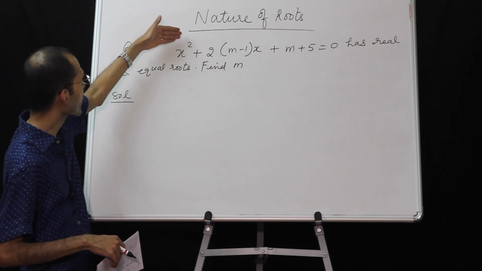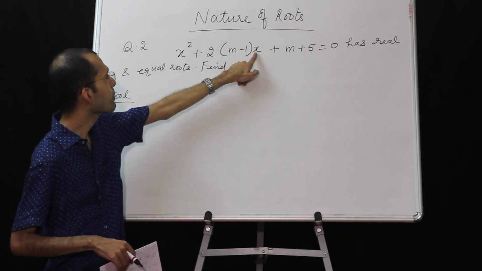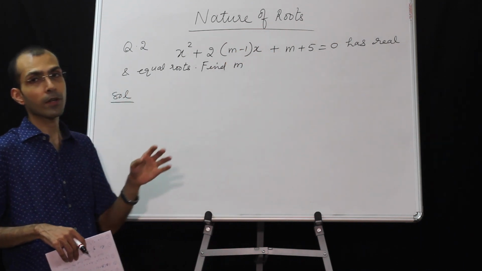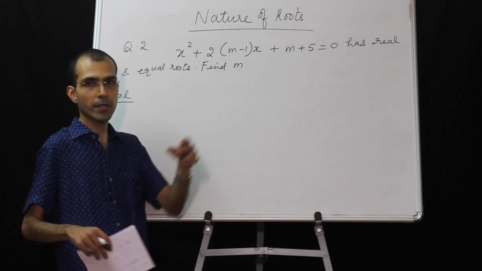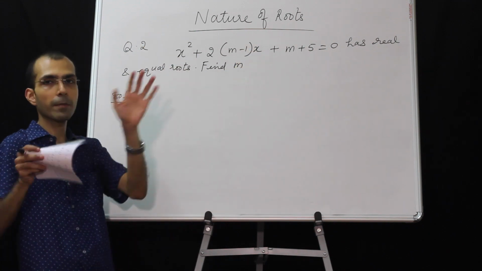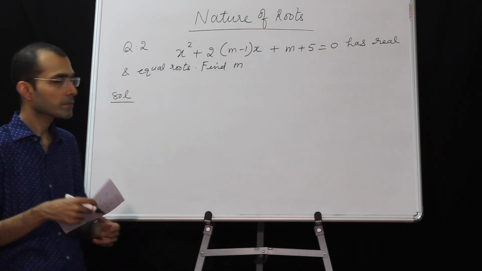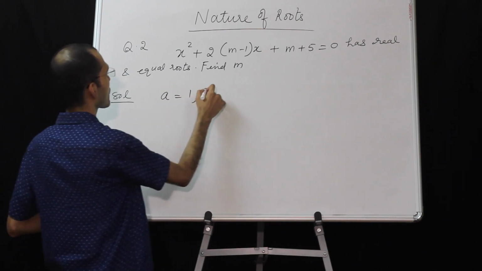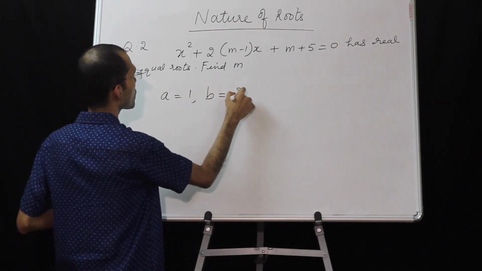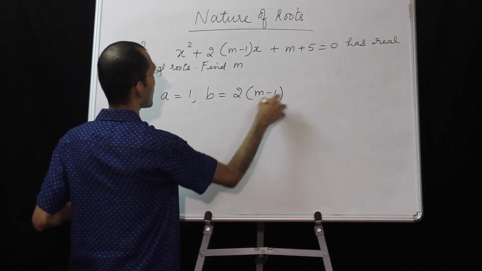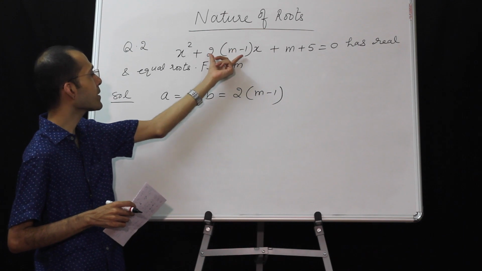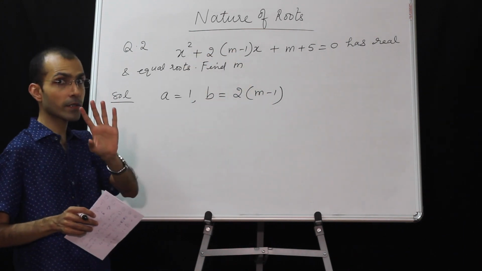x square, okay, power is 2, then power of x is 1 and then the power disappears. This is very important. Slight twist in the question and if you just directly solve A, B, C, boom, everything goes wrong. Now here A is 1, B is twice of m minus 1. Whatever is sticking to x, what is sticking to x? Twice of m minus 1 and the sign is positive.